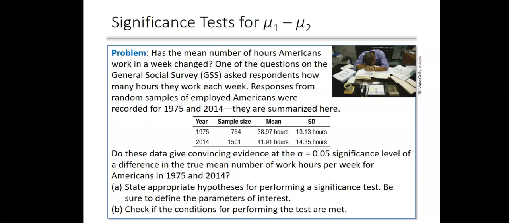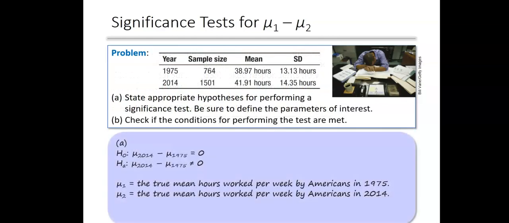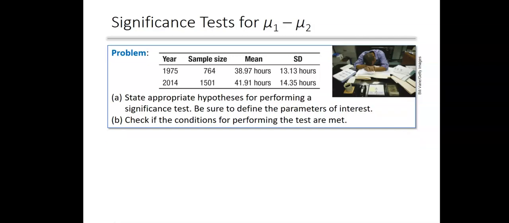It just says, is there a difference in the true mean number of hours? So that to me means not equal to. So when you do this, the alternate would be not equal to. So it's a two-sided test. And then you find the parameters there, and you got it.